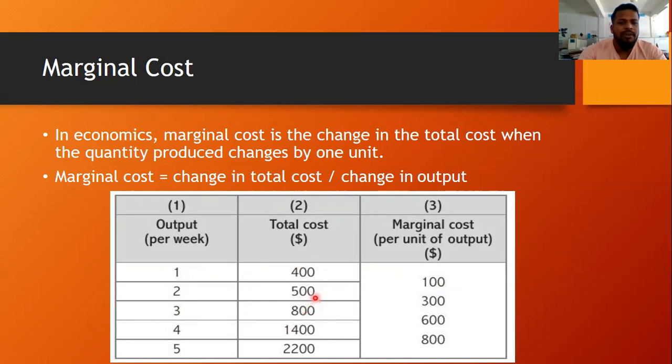Next, from 500 to 800, the difference in total cost is 300, divided by 1, that is 300. Then 800 to 1400, that is 600 divided by 1, equal to 600. Like that, when you calculate it, you will get the marginal cost. So marginal cost means the change in total cost divided by the change in number of units. So we can see the marginal cost.